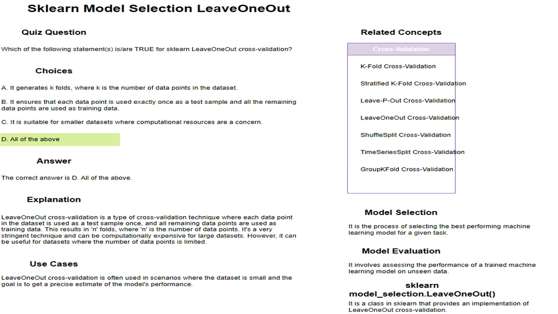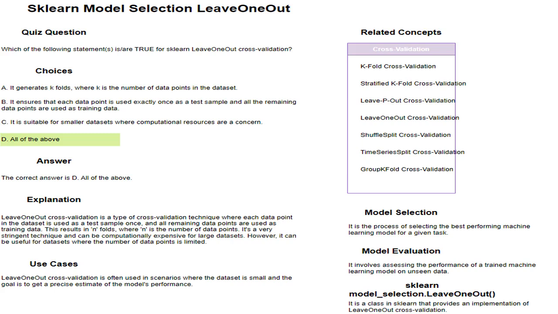Model selection: k-fold cross-validation can be used to compare the performance of different machine learning models on a given dataset. Hyperparameter tuning: k-fold cross-validation can be used to find the best values for the hyperparameters of a machine learning model. Performance estimation: k-fold cross-validation can be used to estimate the generalization performance of a machine learning model.